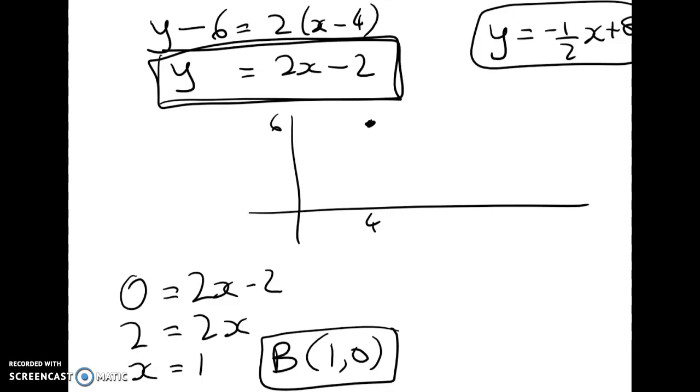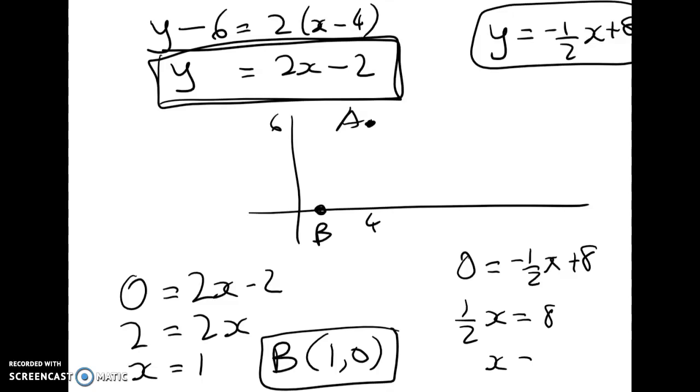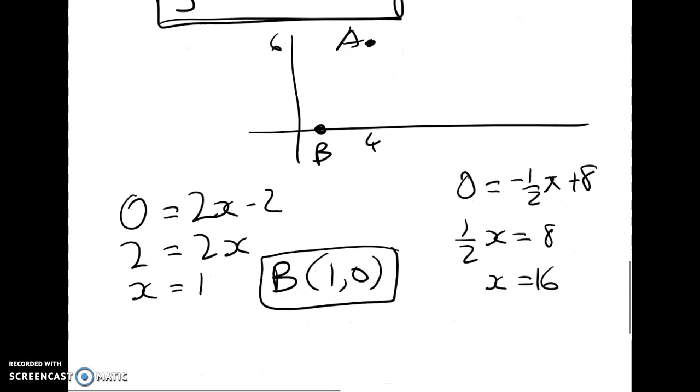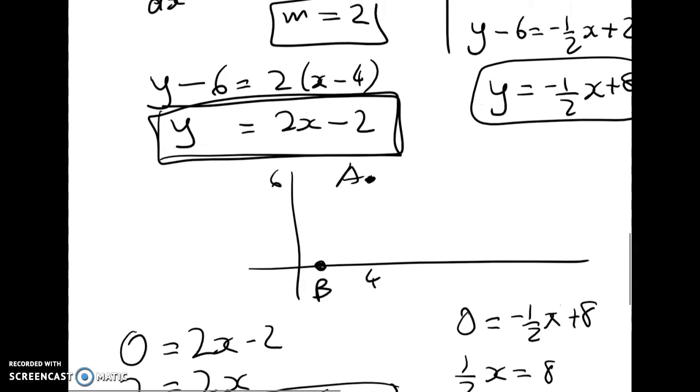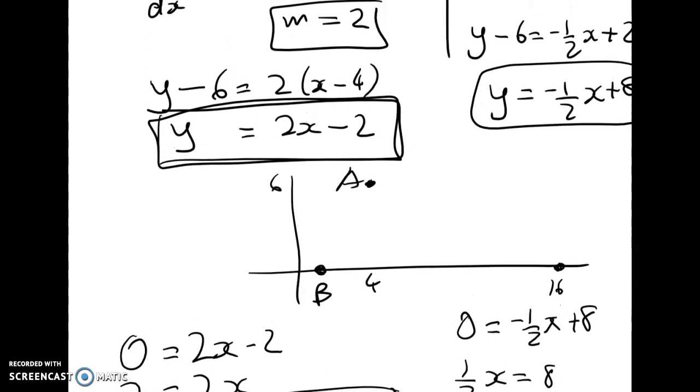I think it's worth writing it out like that. So here's B and here's A. Now, what about the normal? Where does that hit? Well, we've got 0 equals negative 1/2 x plus 8. Half x equals 8. x equals 16. So point C is 16, 0. So here that is down here. And here's my very badly drawn triangle.